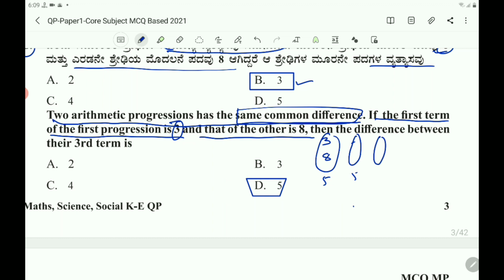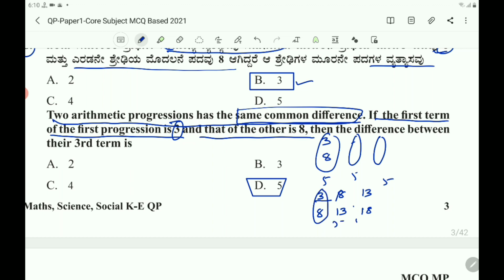Because if you take the example, this is 3 and 8. If you add the same to all the terms, let us take 3 plus 5, 8. 8 plus 5, 13. Again you add, 8 plus 5, 13. Here it becomes 13 plus 5, 18. See the difference here. Here 5, 5, 5 added.